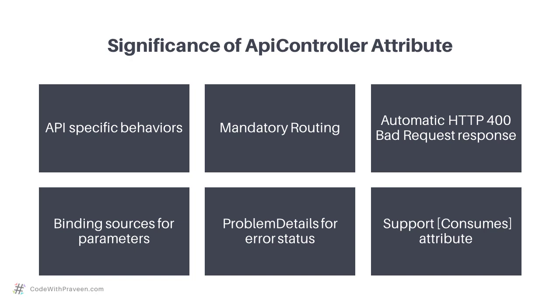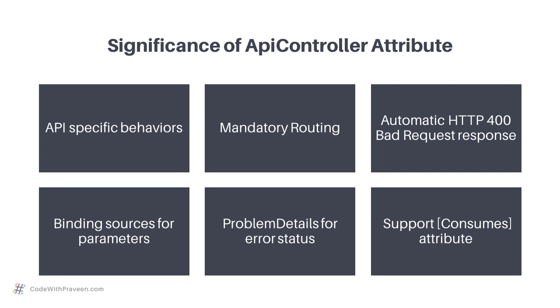Finally, the application of the API controller attribute to a class brings in various useful features to your ASP.NET project. They provide API-specific behavior to your class. You can apply this attribute at individual class, base class, or even at the assembly level. It enforces the usage of mandatory attribute routing for your controller class.